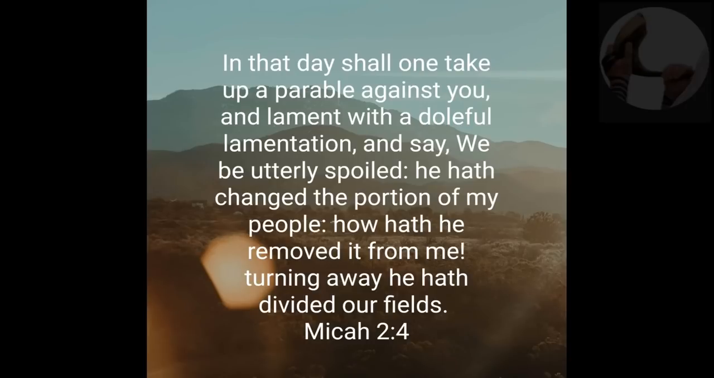In that day shall one take up a parable against you and lament with a doleful lamentation and say, we be utterly spoilt. Vestati Summus. He hath changed the portion of my people. How hath he removed it from me? Turning away, he hath divided our fields. Micah 2 verse 4.